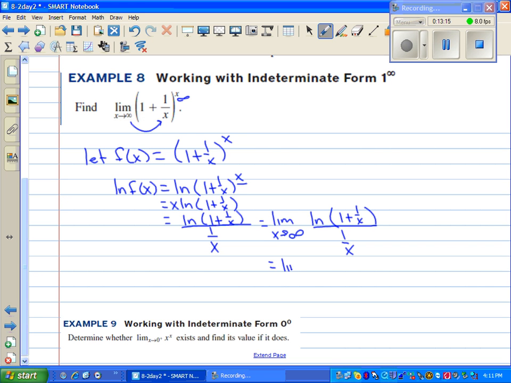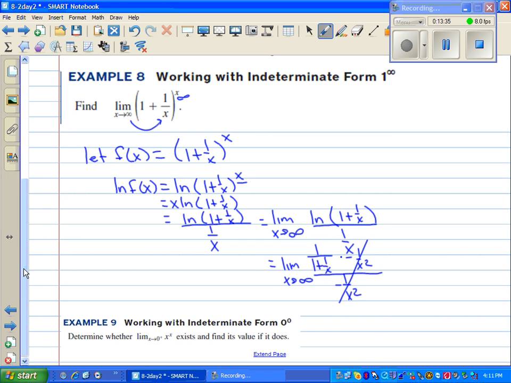So we have the limit as x approaches infinity of 1 over 1 plus 1 over x times the derivative of 1 over x is negative 1 over x squared. And of course the denominator is also 1 over x. So when we take the derivative of that, we get negative 1 over x squared, which these two are going to cancel each other out, just like we saw in an example earlier.